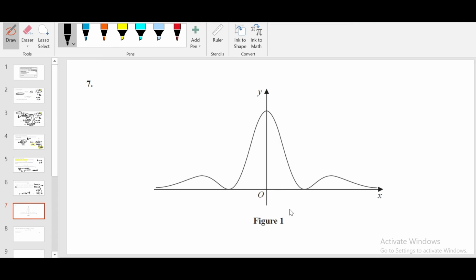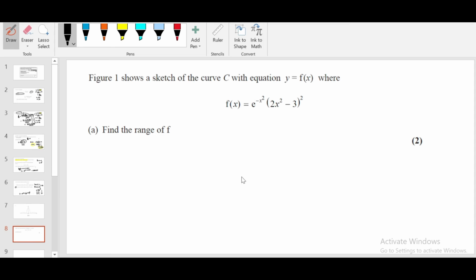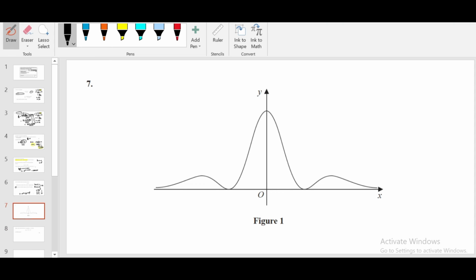Let's move on to question number 7. We have a graph given. Find the range of f of x. If you look at the function, the range is the function takes the value from here all the way till here. So this is the y-intercept. You need to replace x by 0 in the function to find the y-intercept.